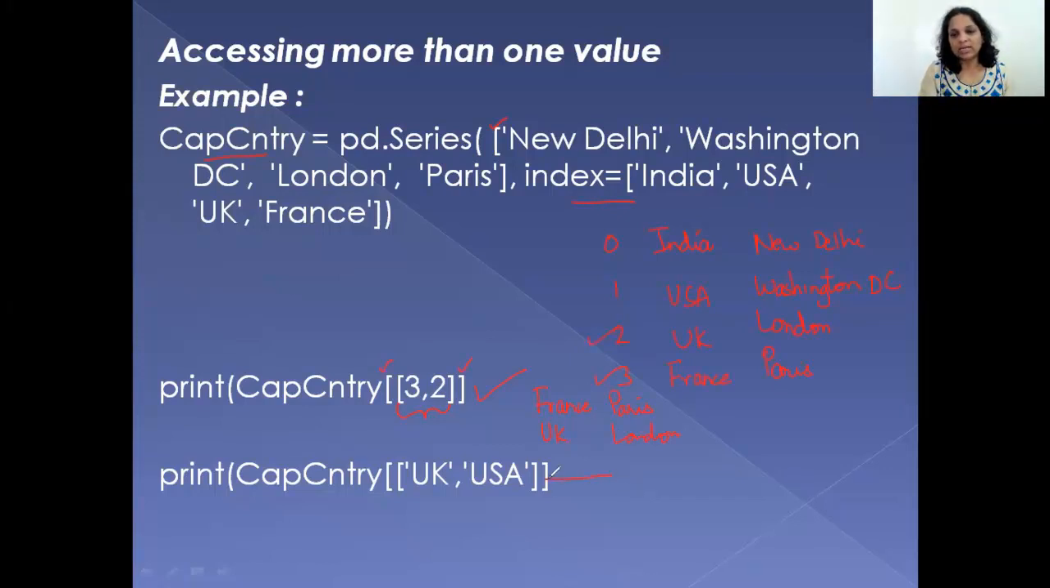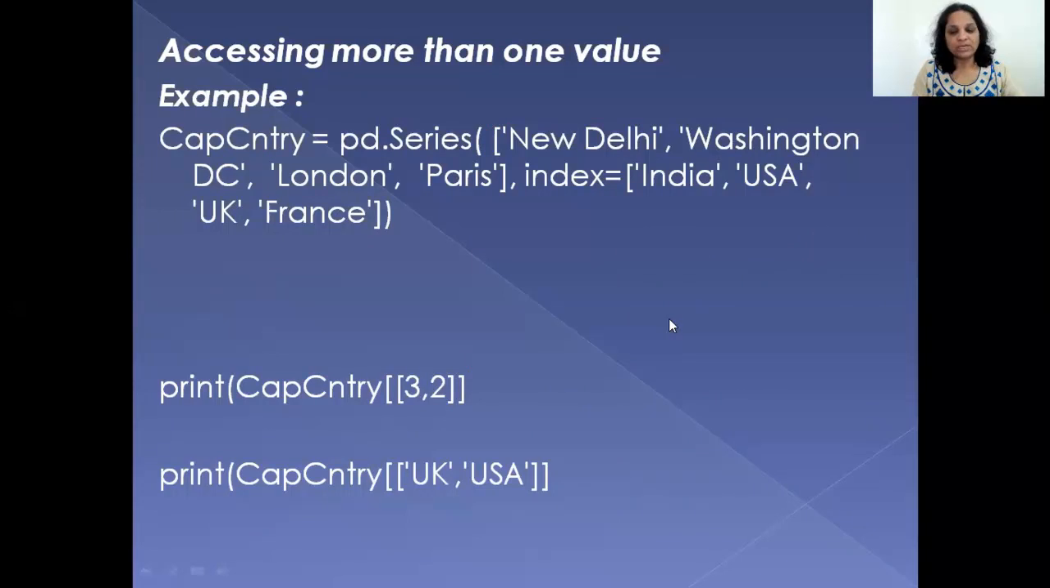Now, looking at the labeled index, I want elements with labeled index UK and labeled index USA. So I get UK with London and USA with Washington, DC. Is that clear? So this is how we access the elements of a series using the indexing method. Remember, the indexing could be either positional or labeled indexing.